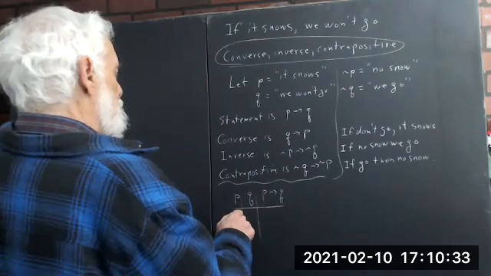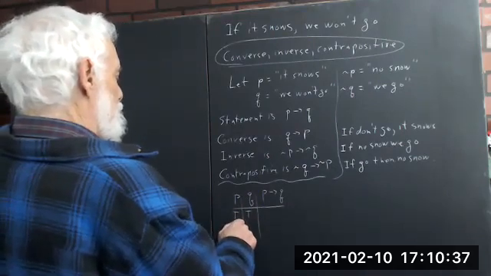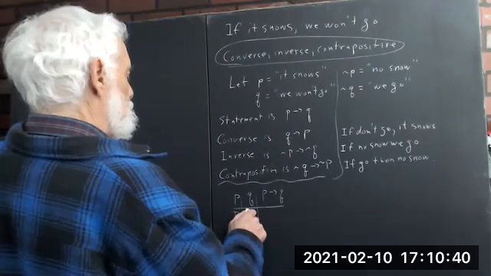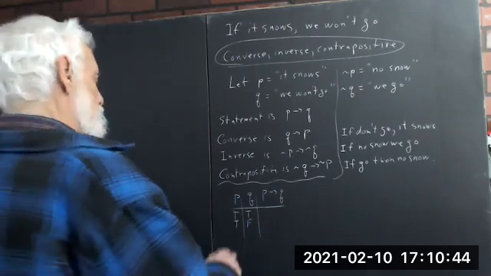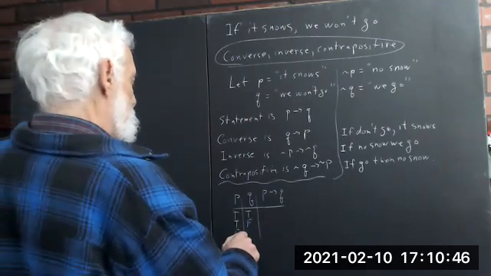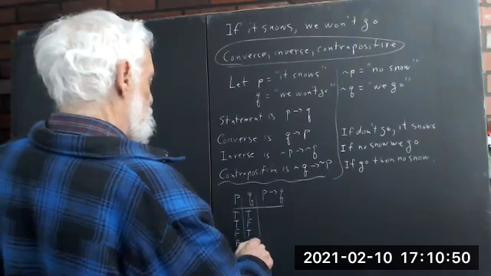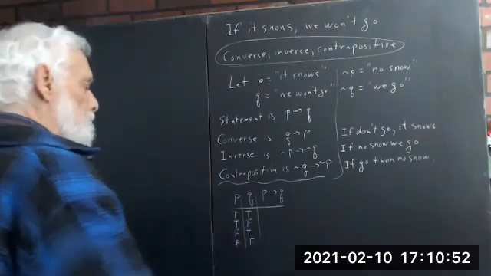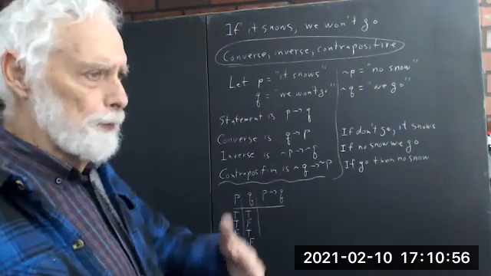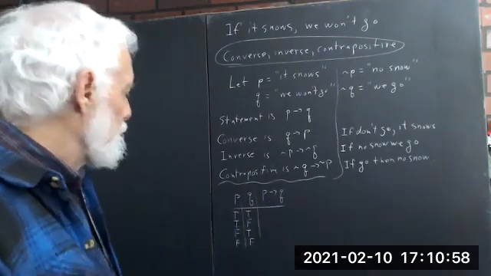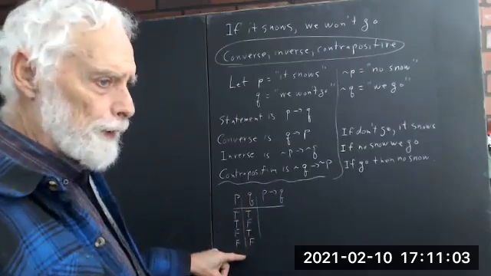Okay, P could be true, and Q could be either true or false. Then P could be false, and Q could be either true or false. Those are the only possibilities if P and Q are statements. A statement's either true or false. So if you have two statements, you have four possible sets of truth values.